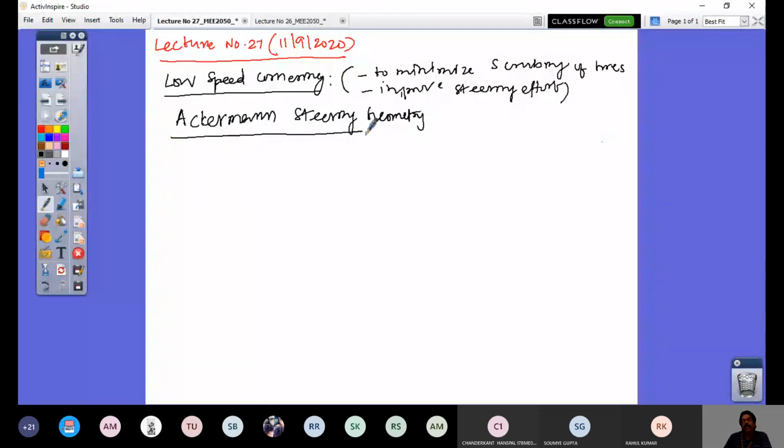Right. So what does this Ackermann steering geometry recommend? If you have to meet minimum scrubbing or improved steering effort when you are doing a low speed turn, your wheels should turn with respect to a common center with different radii. That's the requirement.